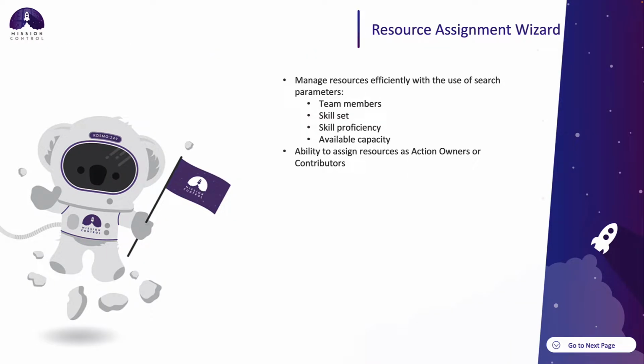Resource Assignment Wizard is a tool we can use to manage our resources efficiently. It provides us with the ability to search for the most appropriate resource that can be assigned to an action based on certain parameters. For example, team membership, skill set, skill proficiency. We can then assign those resources as additional contributors to an action or even change the action owner. Let's have a look at the Resource Assignment Wizard.